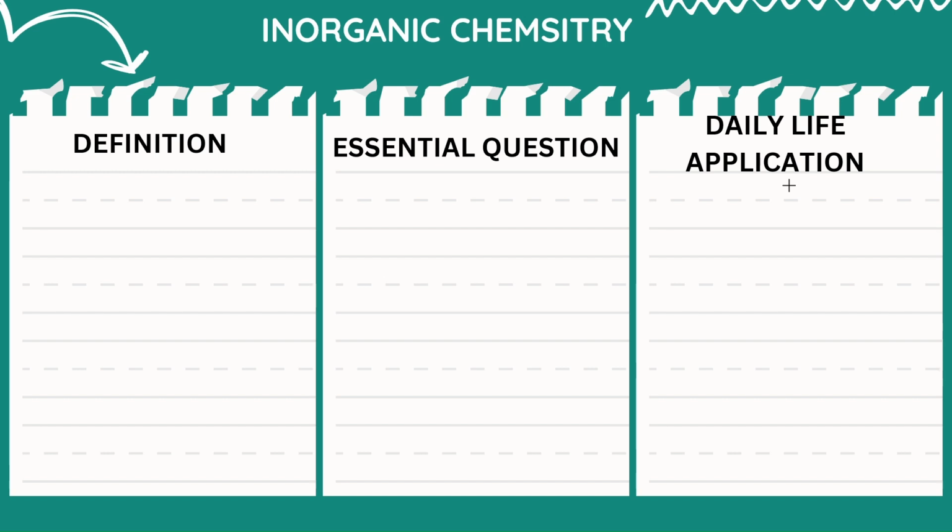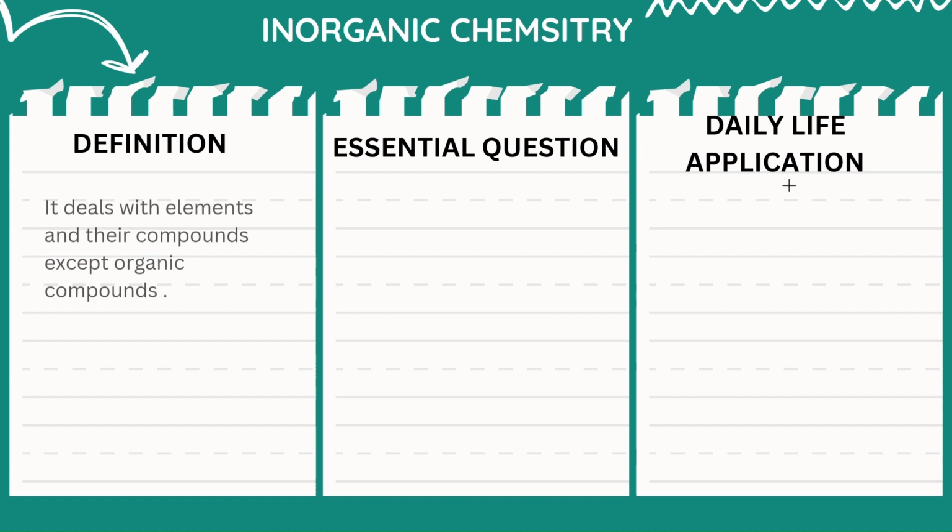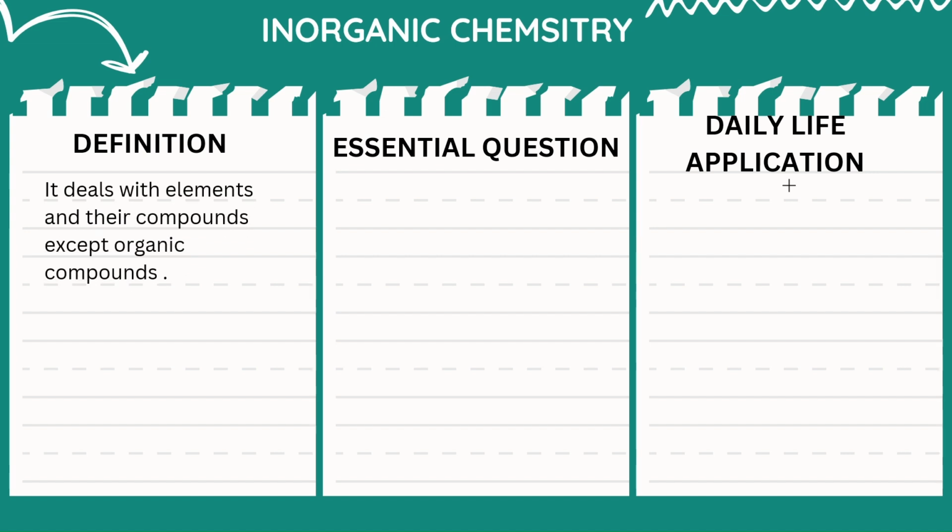Now that you understand what there is in inorganic chemistry, let's see what your book has to say about this topic. The definition of inorganic chemistry is simply that it deals with elements and their compounds except organic compounds. And what are organic compounds? They are simply the compounds that have carbon as their major constituent.